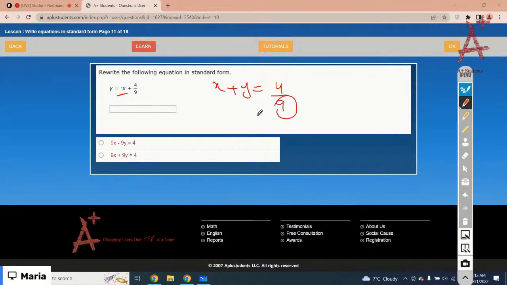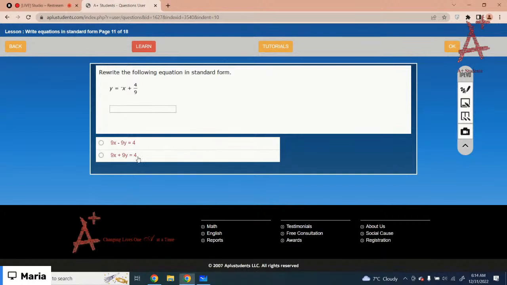You have to remove that denominator. So you have to multiply both sides of the equation with 9. Got it? It would be then 9x plus 9y, and they cancel out each other, that equals 4. Got it? So option number 2 is the correct option. So just select the correct option, then click on the OK button.